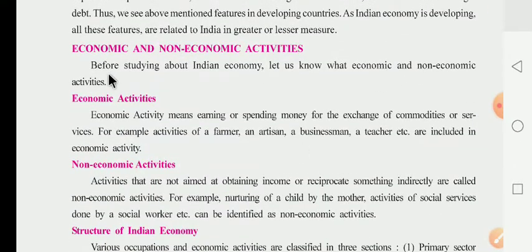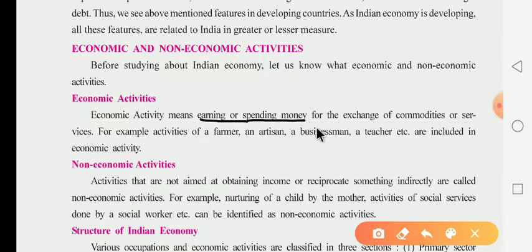Now they have given about economic and non-economic activity. Before studying the Indian economy, let us know what economic and non-economic activity is. First of all, economic activity. Economic activity means earning or spending money. What is the meaning of economic activity? It means earning and spending of money by exchanging commodities and services. By exchanging commodities and services, it is known as economic activity. For example, take a farmer, artisan, businessman, teacher. These are all included in economic activity.